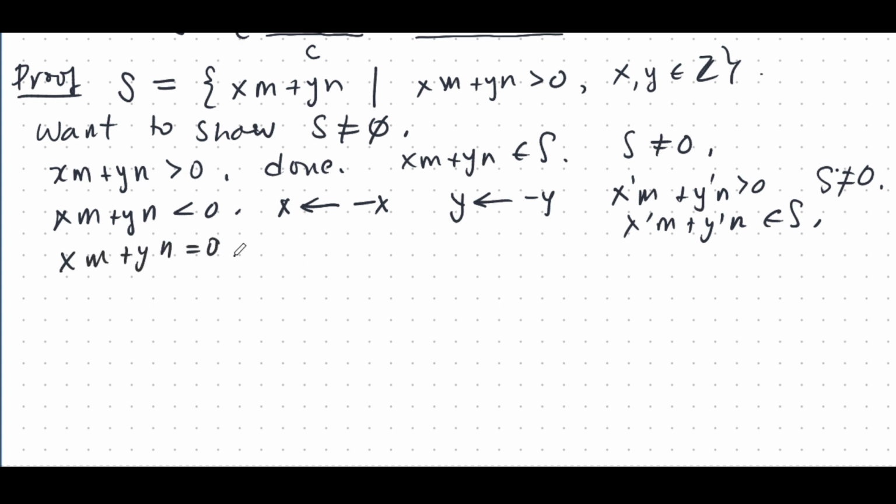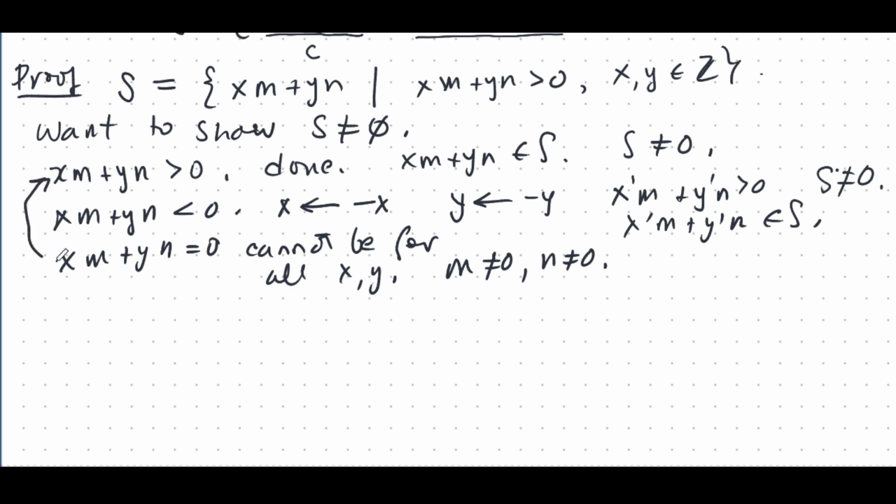Well, this cannot be true for all x and y, because m is not zero and n is not zero. So there's got to be some x and some y that's going to force this combination to be either positive or strictly negative. One or the other has to happen, because the only way that you can get zero for all x and y is if m and n are both zero, and this is not the case for us. Okay, that's great. So now, what do you think follows from this?